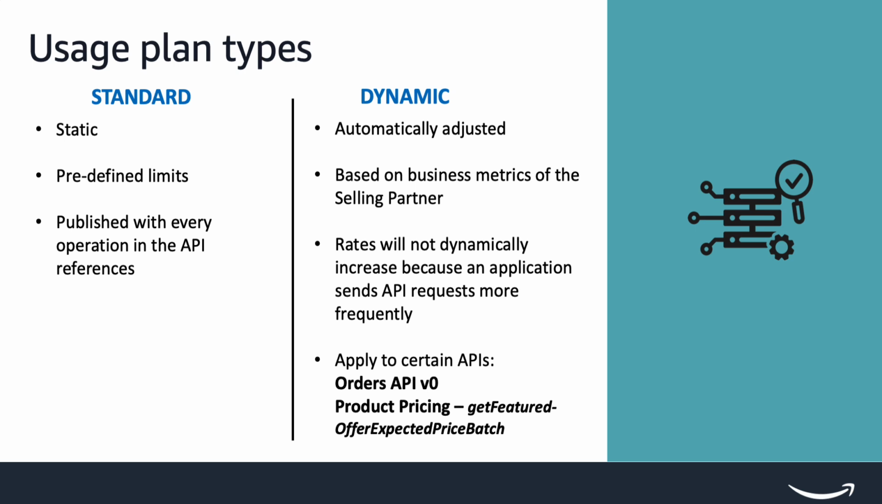SP API comes with two types of usage plans: standard usage plans and dynamic usage plans. Standard usage plans apply to most selling partner APIs and represent static and predefined rate limits for each operation. These are published for every operation in each API reference. Dynamic usage plans, on the other hand, apply to certain operations only, such as the Orders v0 API. These plans automatically adjust the throughput of each selling partner based on a variety of current and historical metrics. The metrics are solely business metrics and are not based on the SP API call volume or frequency.